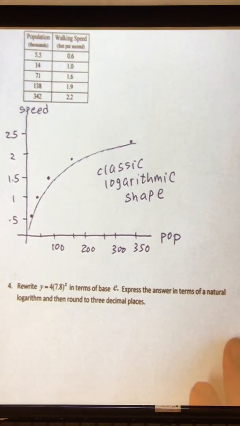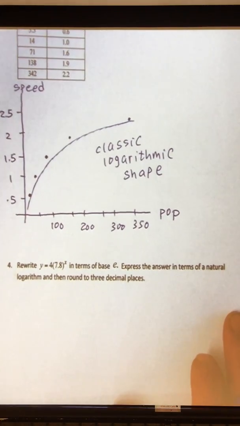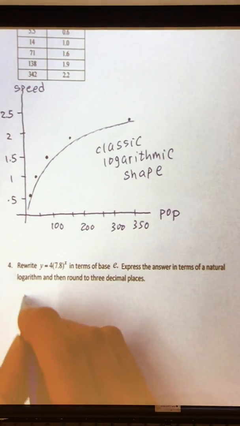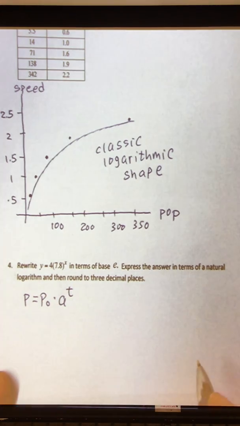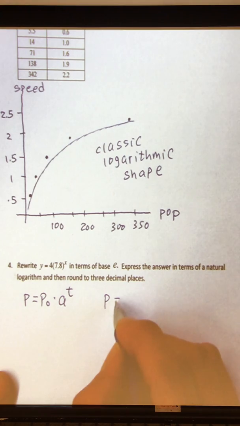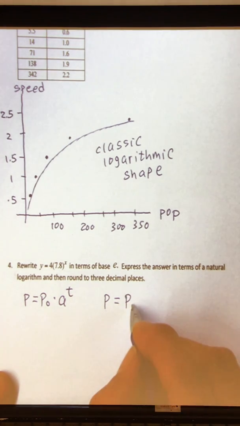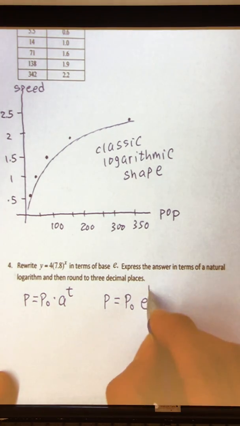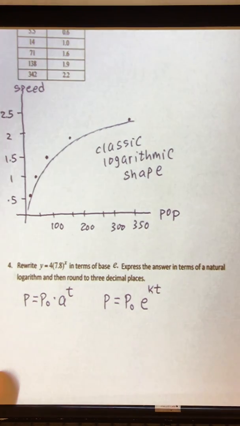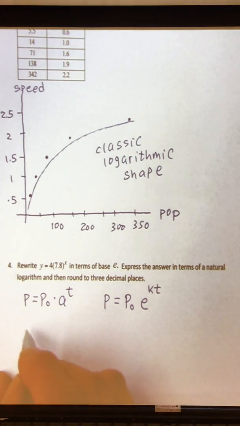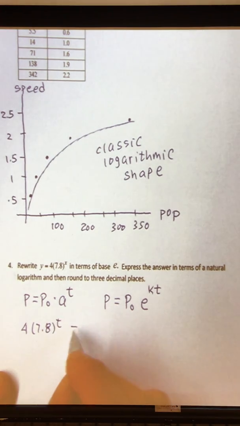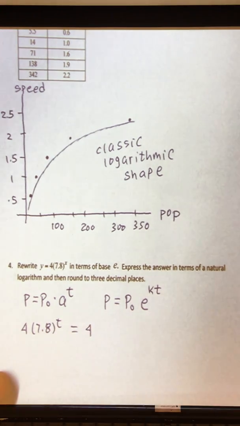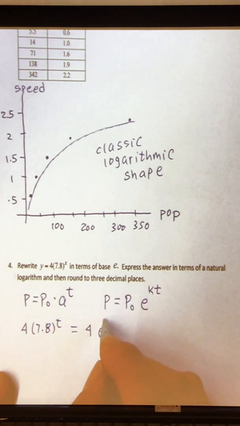Problem number 4. We have to rewrite an exponential function that's in the form p equals p0 times a to the t, and we want to write that in a continuous exponential, p equals p0 e to the kt form. So our exponential, 4 times 7.8 to the t, has to be equal to the same initial value with exponential growth e to the k times t.